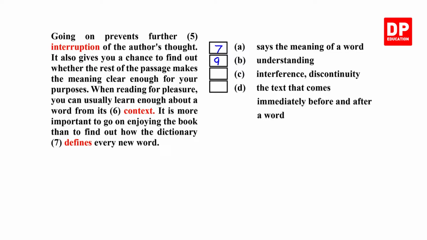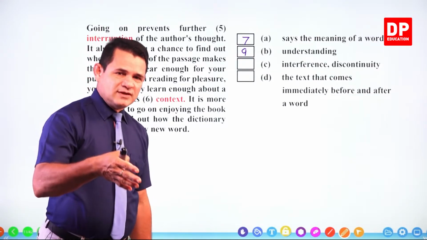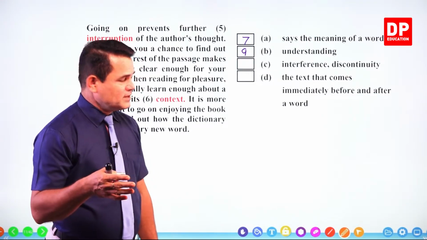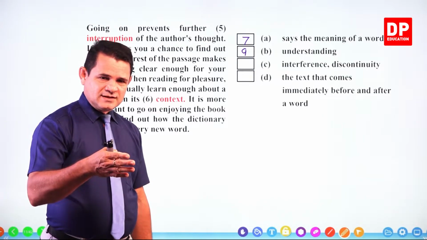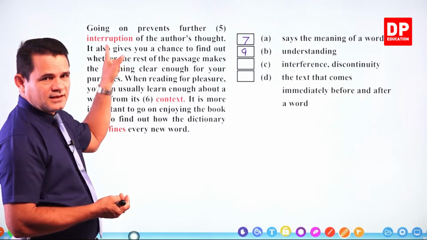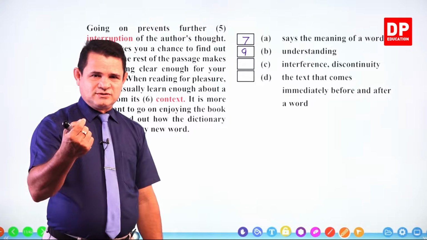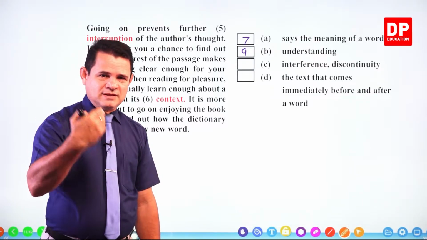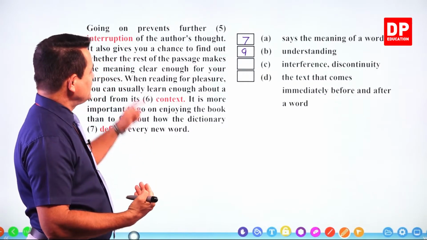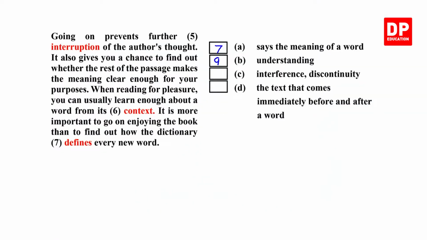And next one, interference or discontinuity. Interference, something interferes, or discontinuity. You can't continue something, it gets broken or obstructed in the middle. What word gives such a meaning? Interruption. When you watch TV, sometimes the signal is lost. Sorry for the interruption. So interference or discontinuity means interruption. That is number 5. Next one.